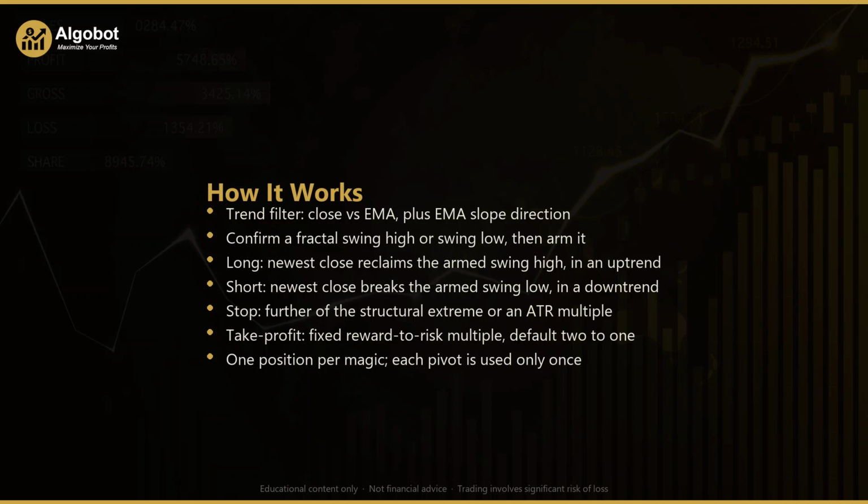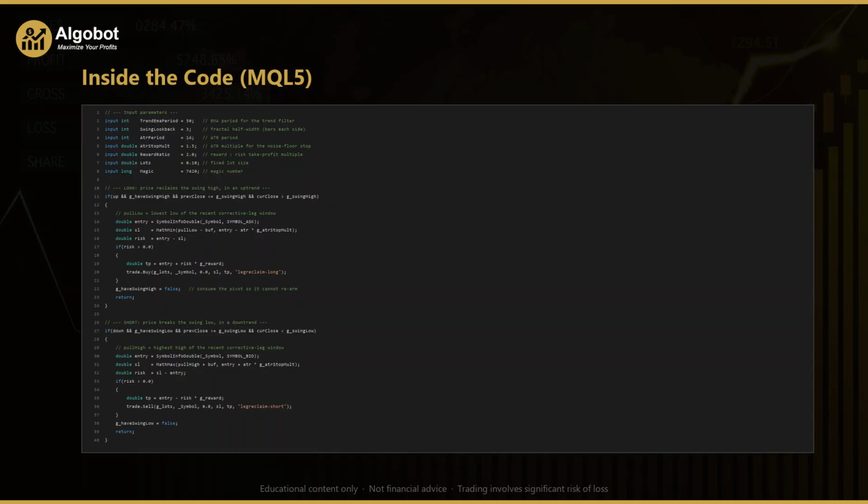The take profit is then set as a fixed multiple of that stop distance, using the reward-to-risk ratio, which defaults to 2. So if the stop is a certain distance away, the target is projected twice as far in the direction of the trade. Because the position already carries a stop and a target when it opens, the trade manages itself from there. Let's read the actual MQL5 code that runs inside MetaEditor.